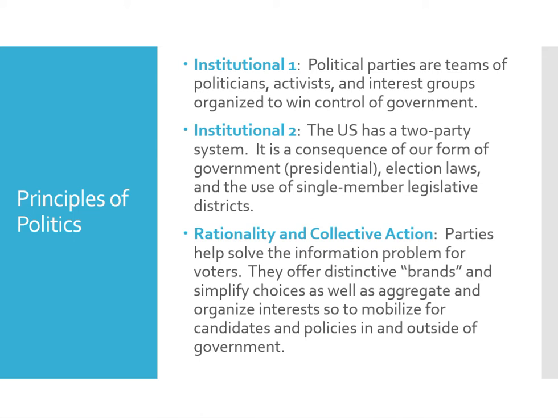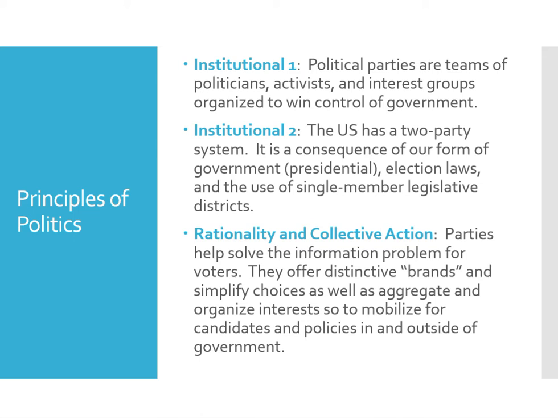So those are the activists, and then you have a range of interest groups. The National Rifle Association on the right with the Republicans. Then you have on the left groups like labor unions for the Democratic Party. So they do all this to try to organize and win control of government.